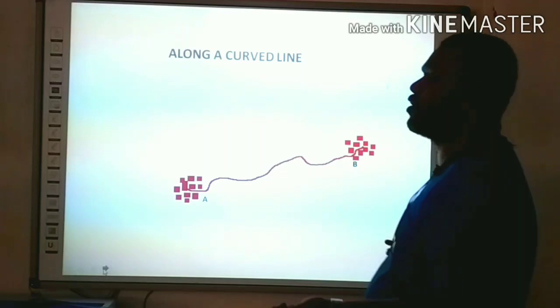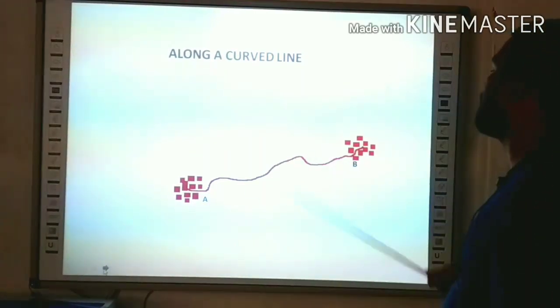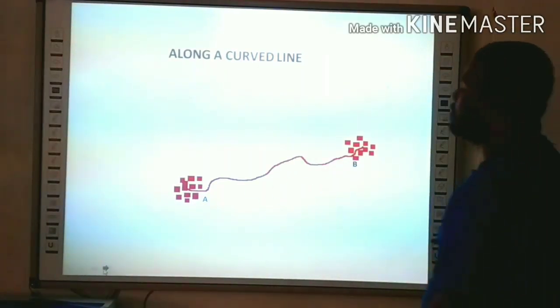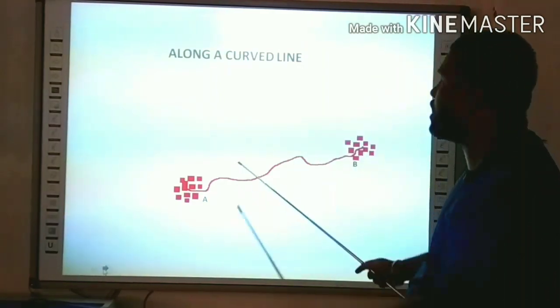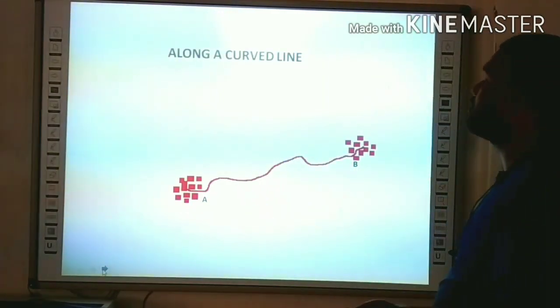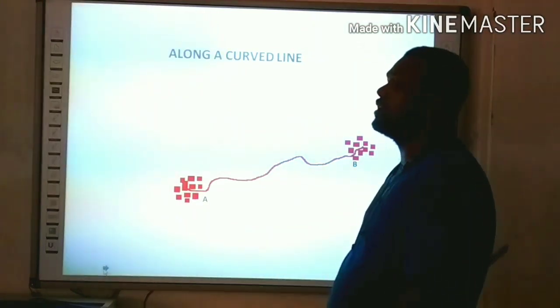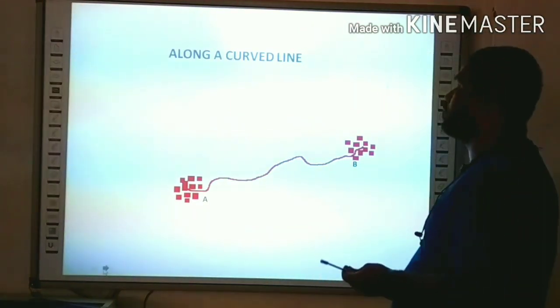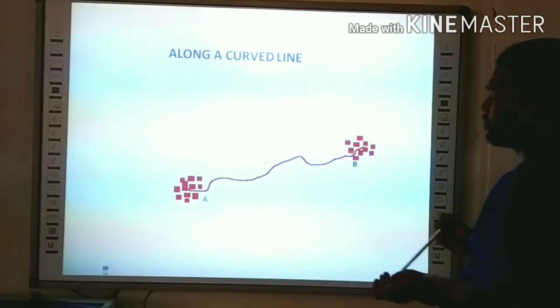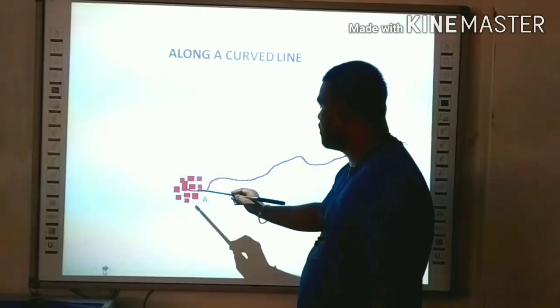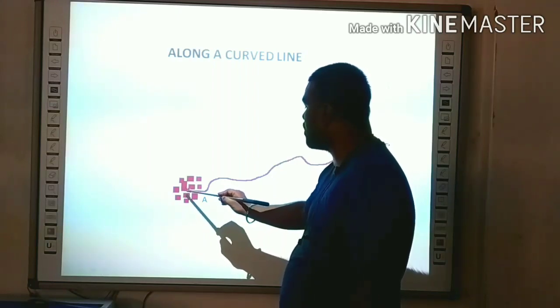Now, along a curved line, how will you find out the distance? Is it possible to do with the help of a scale? No, because you cannot measure, because it is a curved line. So what you will do for that? You have to take a thread. You put it over there at the starting point of the cart track.